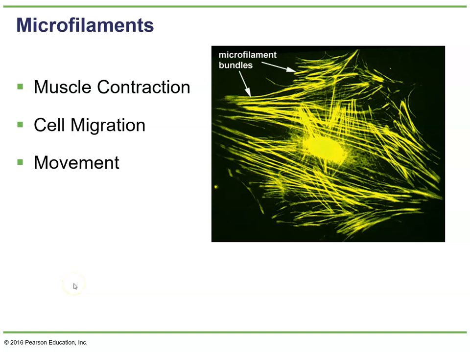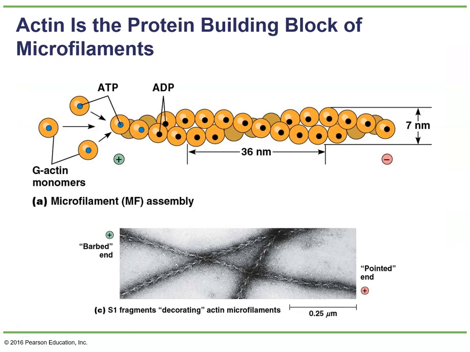The next type of structural protein that we're going to talk about are microfilaments, and these are involved in muscle contraction, cell migration, and cellular movement. Actin is a very abundant protein in eukaryotic cells, and once it's synthesized, it folds into this globular shaped type of protein, and these molecules can bind to ATP. So you can see that here, ATP in blue, and then once it's hydrolyzed, it turns into ADP.